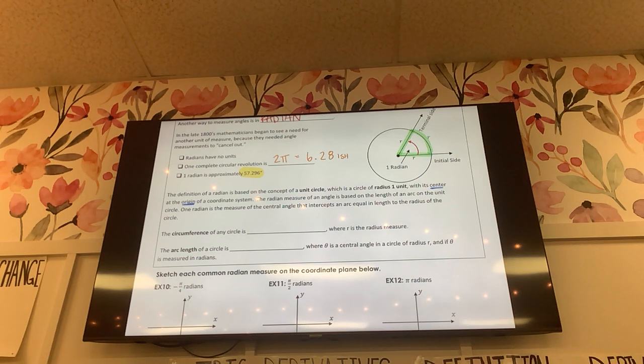Isn't that the one we have to memorize? Yes, the unit circle is the one you have to memorize. Oh, yeah.